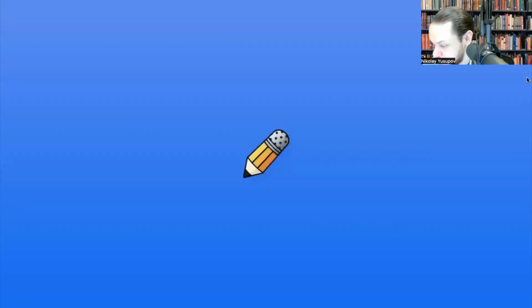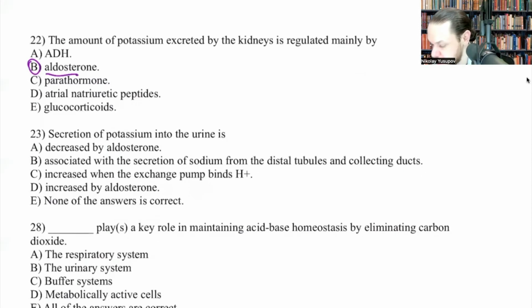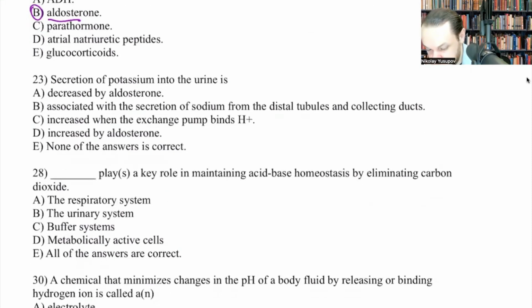So 22 we said was B, right? Again, aldosterone is responsible for that. Medication that blocks this action is spironolactone. 23, who do we have? We have Lindsay.